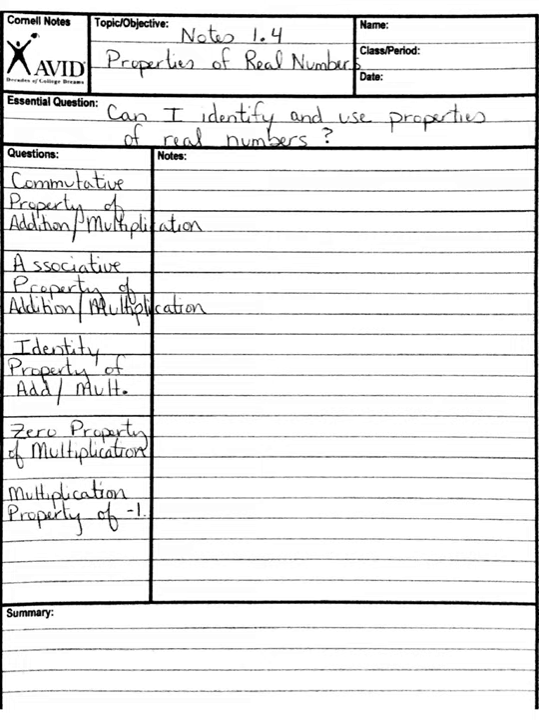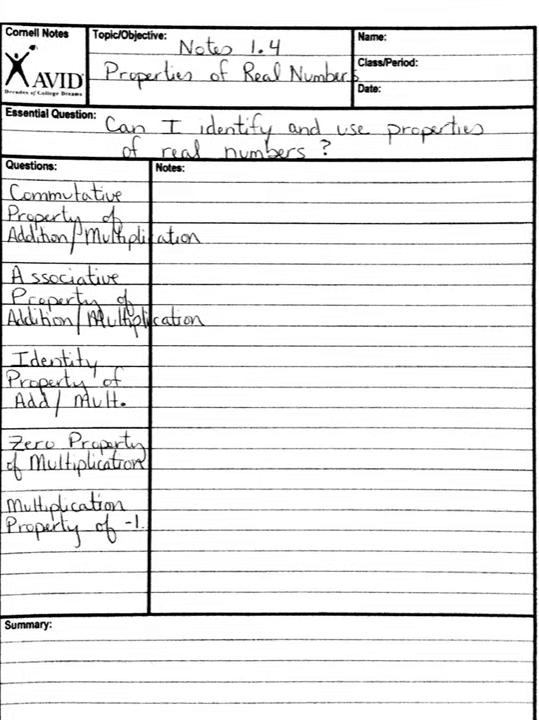multiplication. So an example of the commutative property is order doesn't matter. So if I take 10 plus 11, that is the exact same thing as taking 11 plus 10. The order doesn't matter.